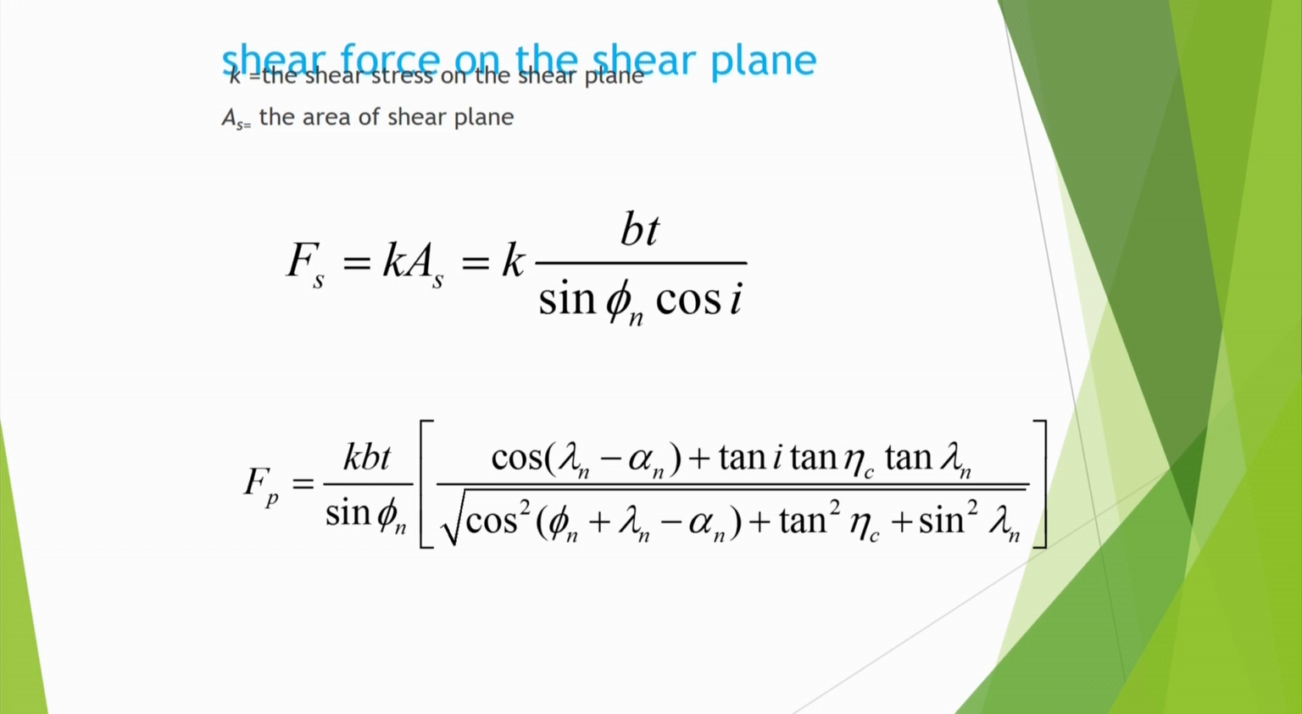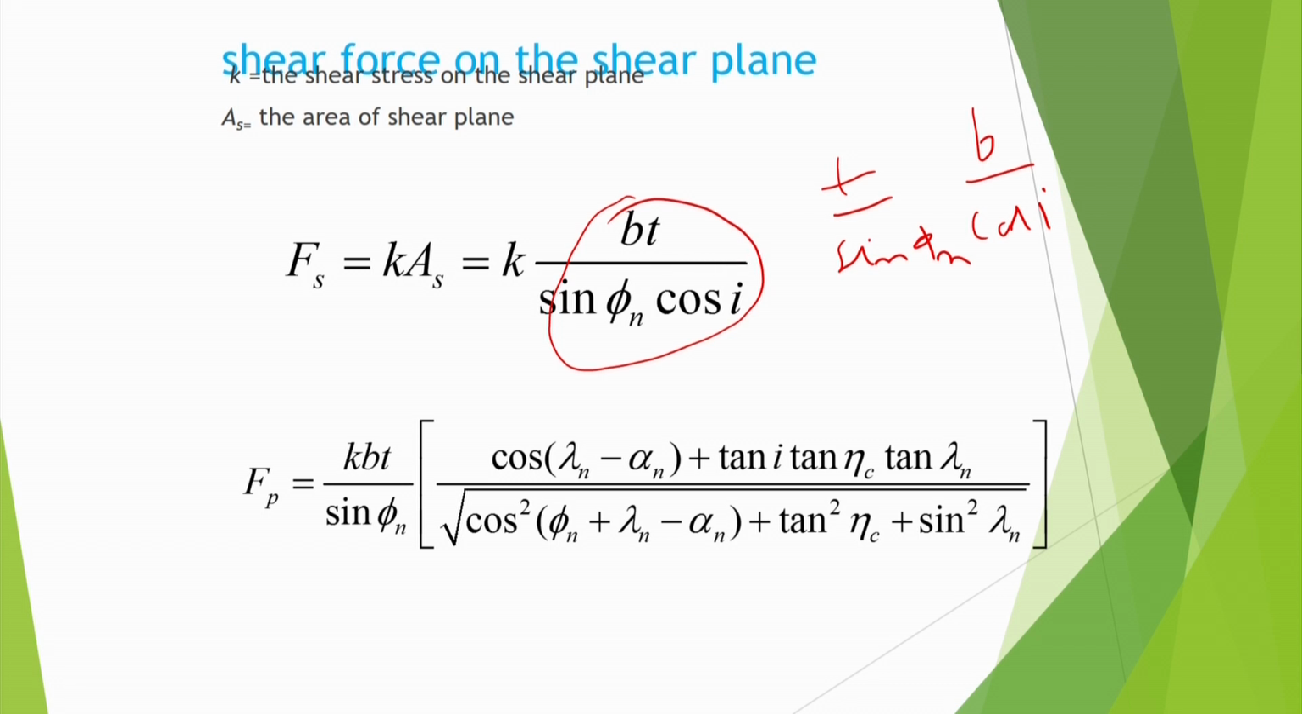And what is As? As is the shear area. So, K is the yield shear stress of the material. So, this is K and this is B t by sin phi n, because As is actually like this, T by sin phi, as you used to do. Now, in this case the thickness will become T by sin phi n, and the width B will be related by B by cos I. So, that means the area As has become B t by sin phi n cos I, and Fs has become K times this.